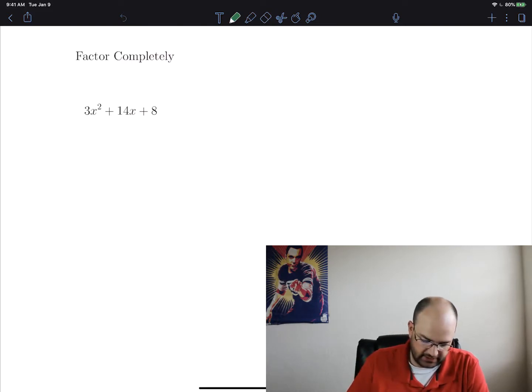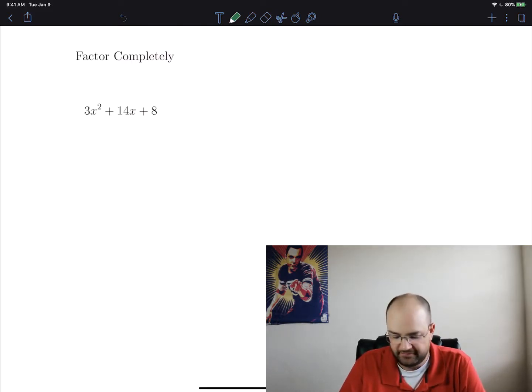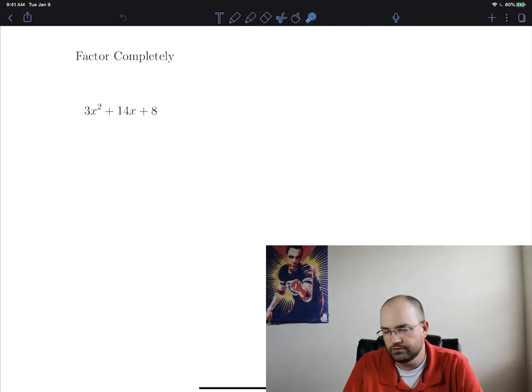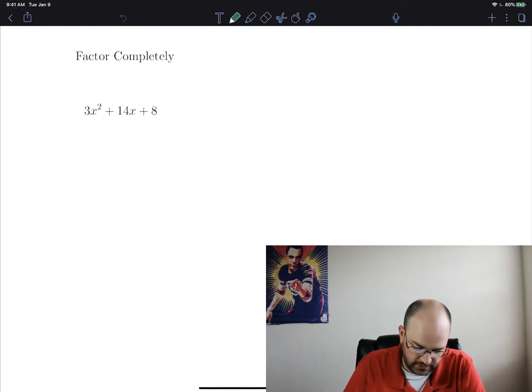Now, okay, so the first thing we want to look for is a common factor. So between x squared, x, and no x, there are no x's in common. How about the coefficients? 3, 14, and 8. Well, 3 and 14 don't share any common factors, so we're done. There are no common factors.